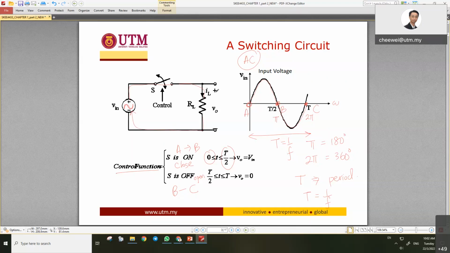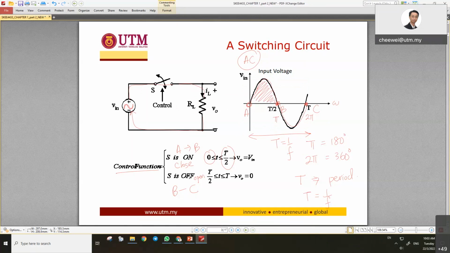Do we have output? The current is flowing. Yes. So this output will be taking the input. This voltage, the V out, because it's just a pure resistor, so the resistor waveform will follow the input waveform. Okay, resistor is just a constant, so it will follow the input waveform. So you expect this one will be the output.